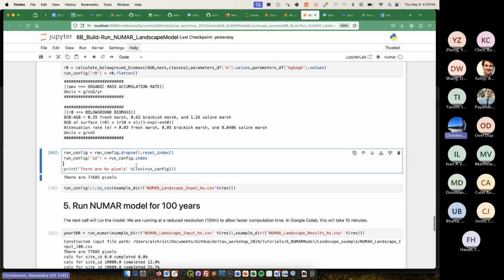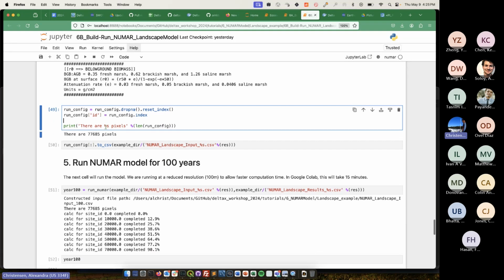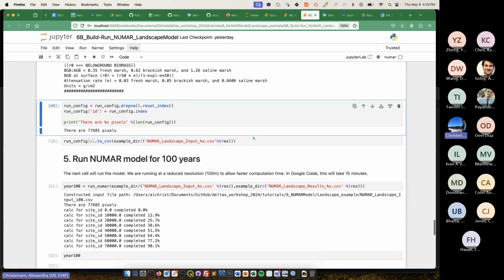Then finally, you have your run configuration or your input parameters. It tells you how many pixels you have. So in this case, we have 77,000. That's because we're running, I think, at 100-meter pixel size. So it's quite coarse, but probably still finer than what we will do for the final version. We save this as a CSV file, again, formatted exactly the same as the previous example.